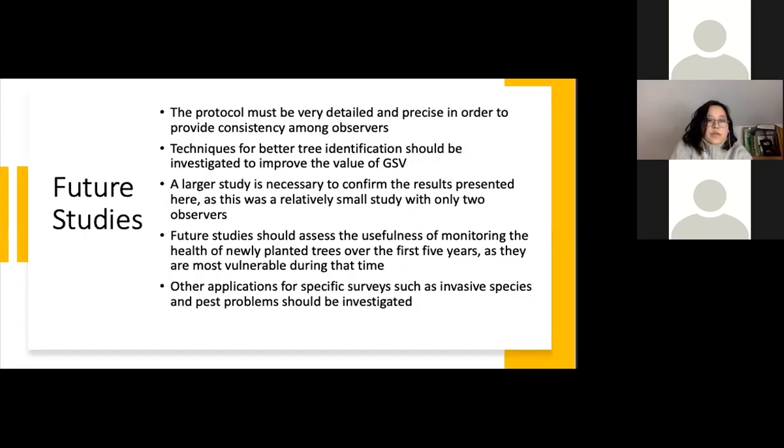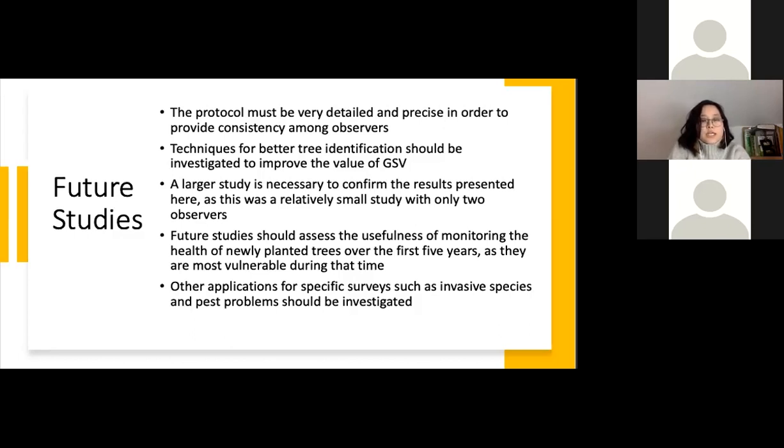So some important information came from the process of setting up the GSV survey and problems identified with the pilot study. Correcting these problems before a large study is undertaken will save time and increase the chance of success. So some of the points to be addressed in the future include: the protocol must be very detailed and precise in order to provide consistency among observers. Techniques for better tree identification should be investigated to improve the value of GSV.